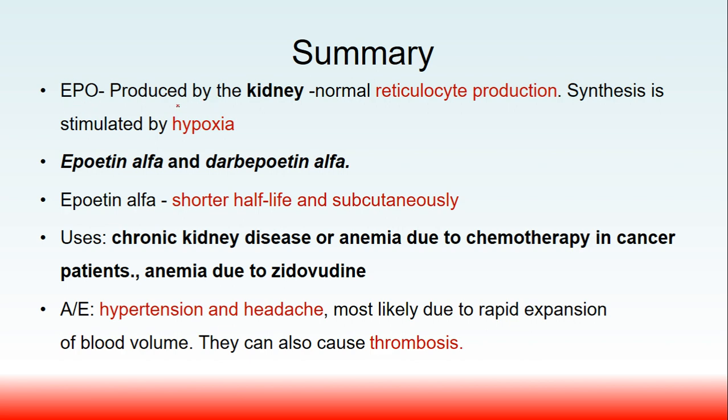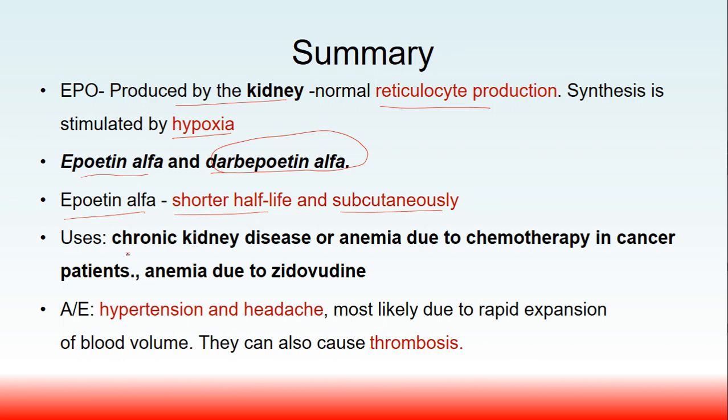So coming to the summary of erythropoietin. Erythropoietin is mainly produced by the kidney, mainly to increase reticulocyte production, which will be stimulated by hypoxia. There are two forms, epoetin alpha and epoetin beta also. The longer acting agent is darbepoetin alpha. Epoetin alpha has a shorter half-life and is given subcutaneously.